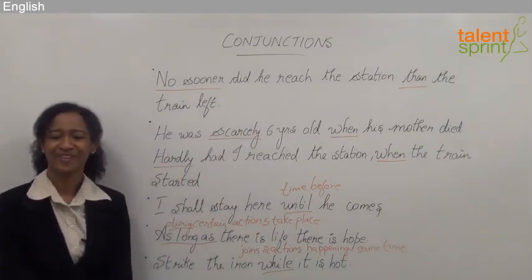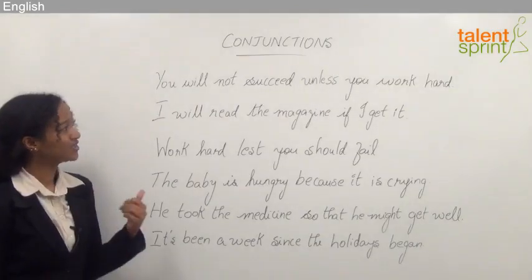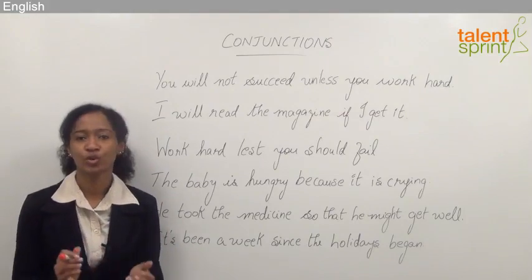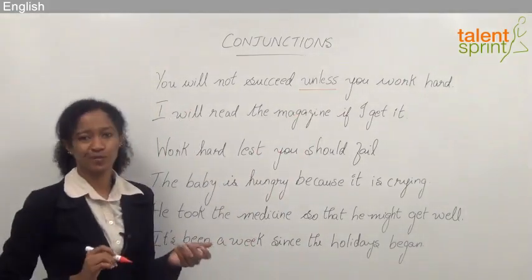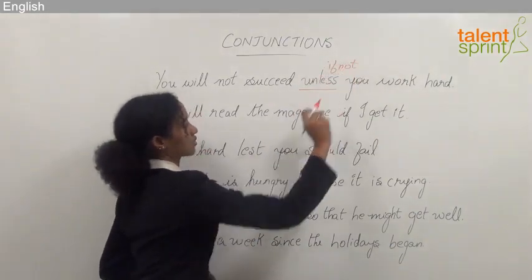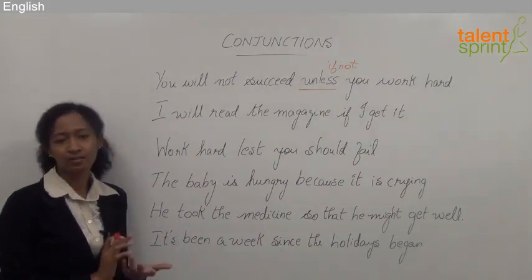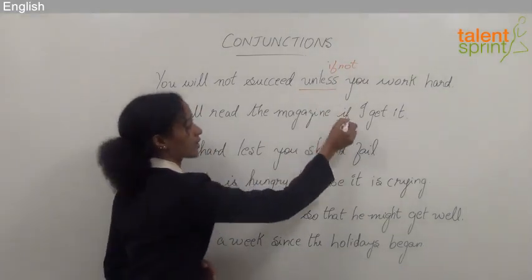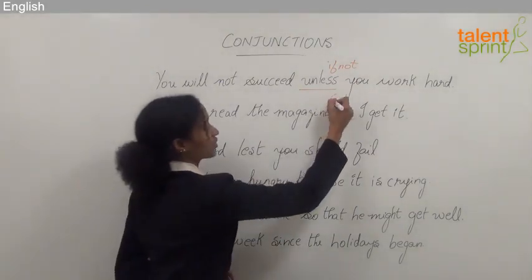Okay? Alright? Let's understand a couple of more conjunctions. You will not succeed unless you work hard. Here, unless is my conjunction, which means if not. Okay? I will read the magazine if I get it. So if here again is my conjunction, which is a conjunction of condition.